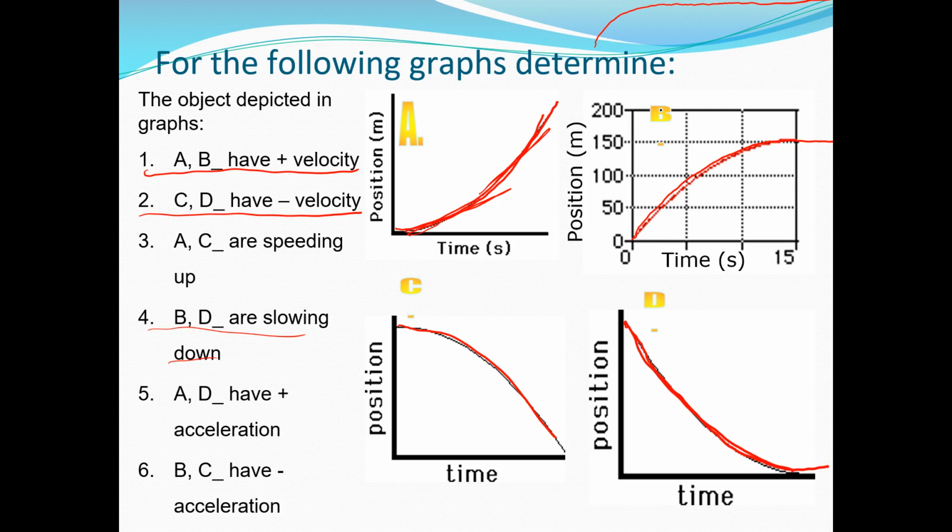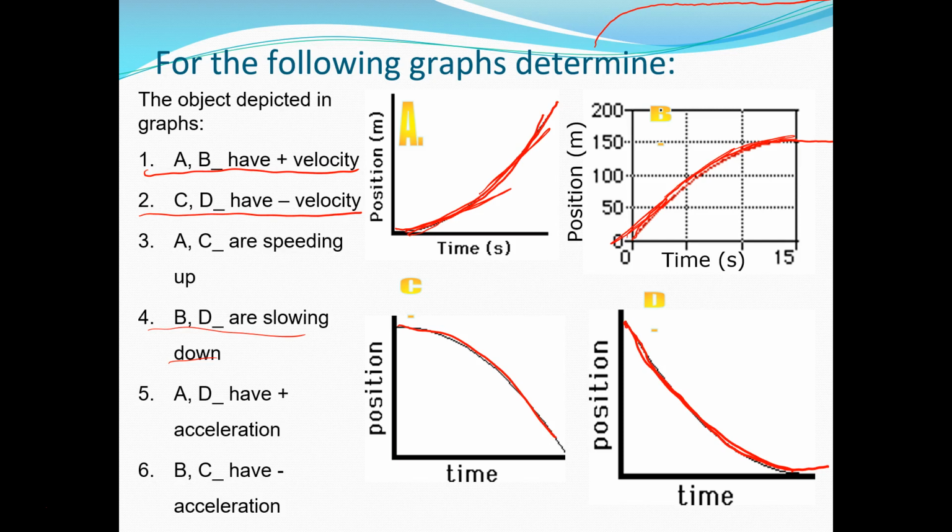Another way you could do this is you could draw the tangent lines again. So if we draw tangent lines at B, we see that it gets less and less each time. That means that our velocity at each point in time is getting smaller and smaller. And if our velocity gets smaller as time goes on, that means we're slowing down.